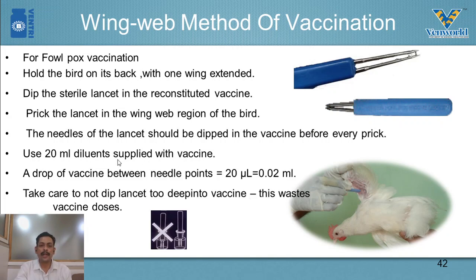Use the 20 ml diluent supplied with the vaccine, and the drop between the needle points should be 20 microliters, that is 0.02 ml. And take care not to dip the lancet too deeply into the vaccine, as it will waste the vaccine dosage. So take all this care for the wing web method.